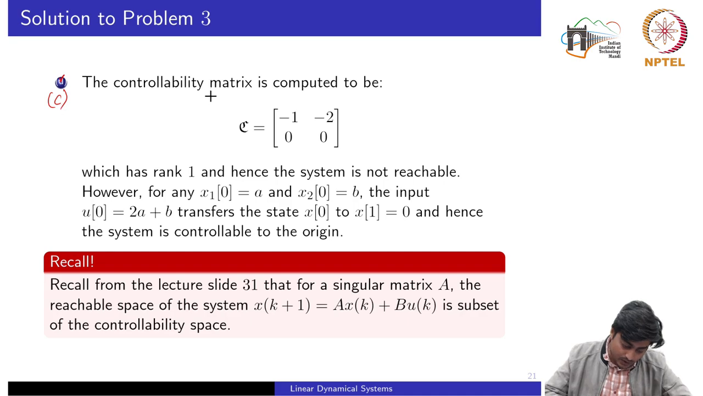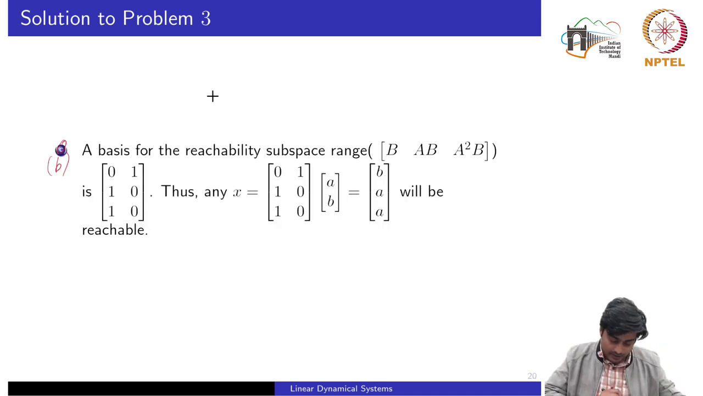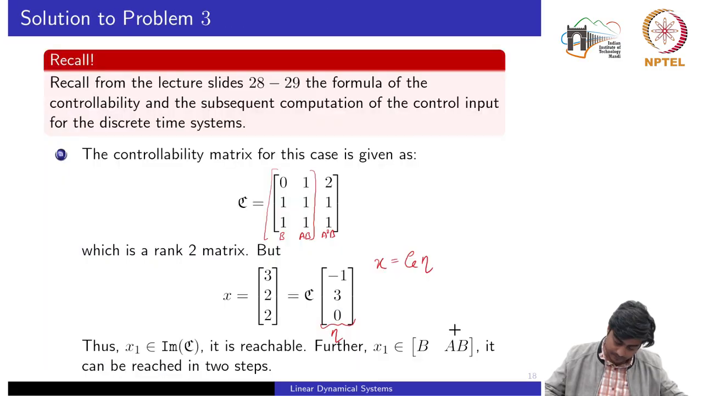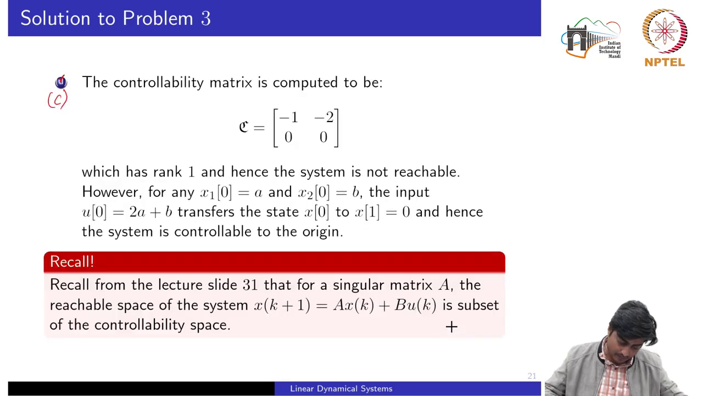If you compute the controllability matrix for the matrices given here by this A and B, we want to comment on the reachability and controllability subspaces, which you can do by computing the rank of the controllability matrix. This has been done here. It is clearly visible that the rank of this matrix is 1, meaning the system is not controllable. But at the same time you would notice that the matrix A is a singular matrix.